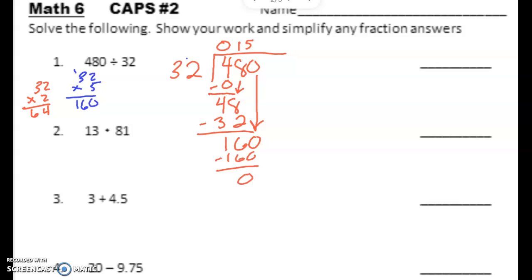So what's 480 divided by 32? 480 divided by 32 is 15. You don't need to write the 0 in front of 15. All right, let's try another problem.